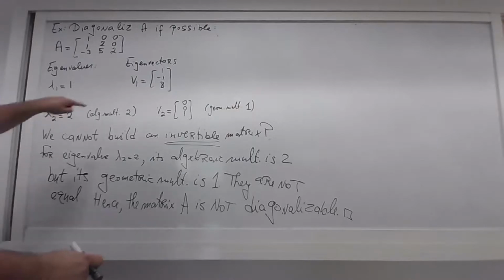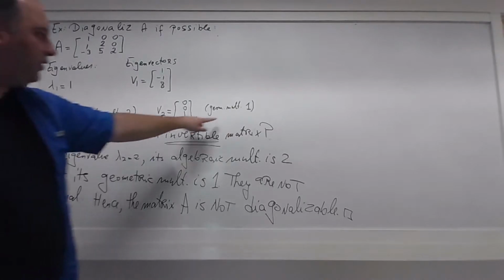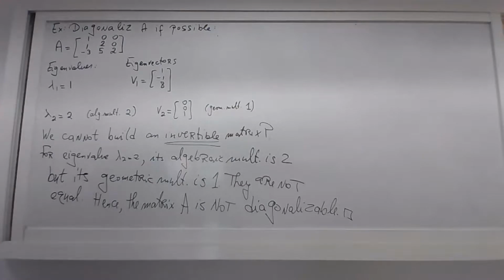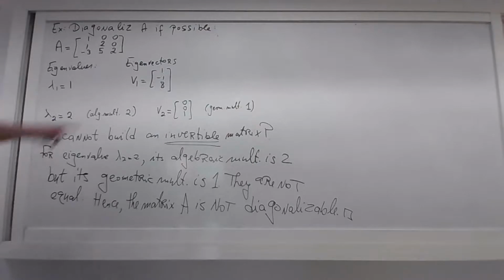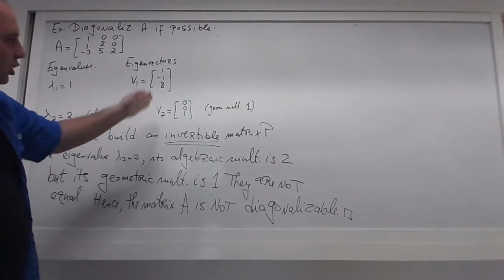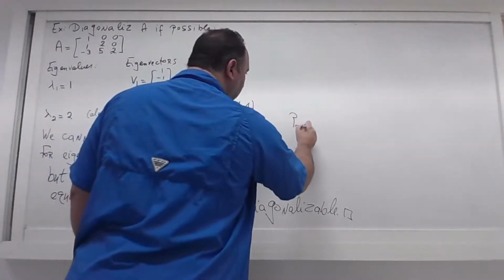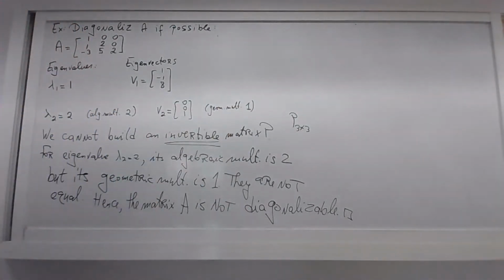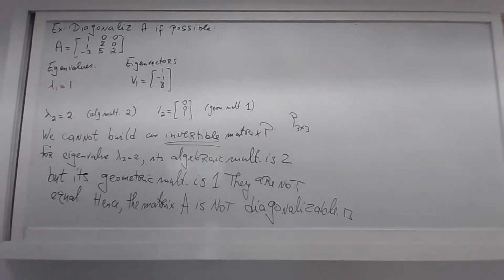Why is it not? Because we have one eigenvalue for which algebraic multiplicity is different from geometric. One is 2, the other one is 1. Therefore, the matrix is not diagonalizable. We cannot build invertible matrix P because we only have vectors to put in 2 columns, but this one is 3 by 3. P is supposed to be invertible 3 by 3, right? And we can only put people in 2 columns. Big trouble. So this matrix A is not diagonalizable. There's nothing wrong with the matrix, it's just not diagonalizable. It's fine.